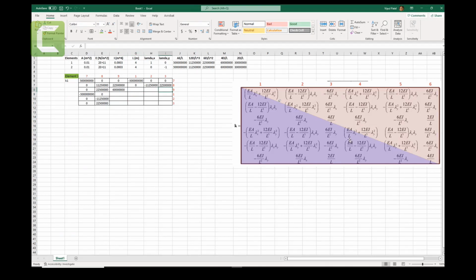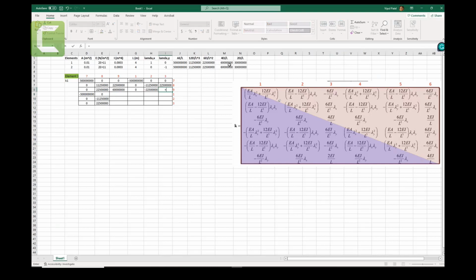So let me check again. 1, 2, 3. There you go. You need to put this one in here. 6 EI on L square lambda. Okay, I found it. 6 EI on L square times lambda y. That is better. And minus 6 EI on L square times lambda x. Yep, that is better going.